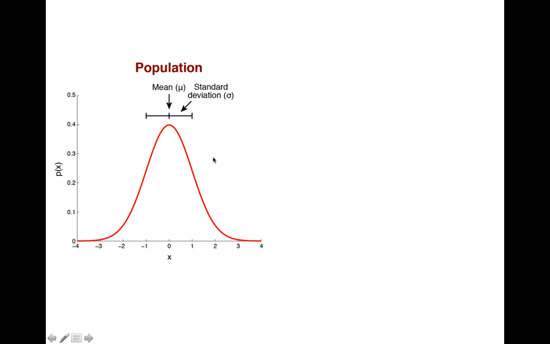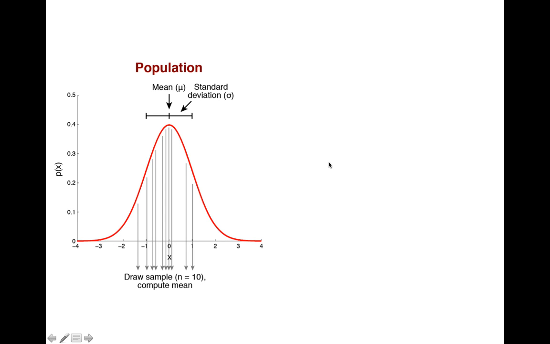So when we draw a sample, we're just going to draw random points from this distribution. And here's an example. Suppose we draw a sample size of 10 from this population. So I've put arrows corresponding to each sample that was obtained. And given this sample of 10 numbers, we're going to compute the mean of that sample. And the idea is we want to quantify the central tendency of the data set we've observed.